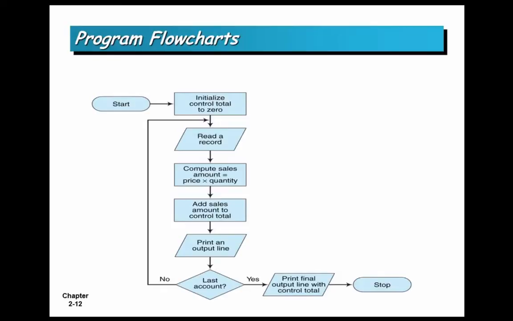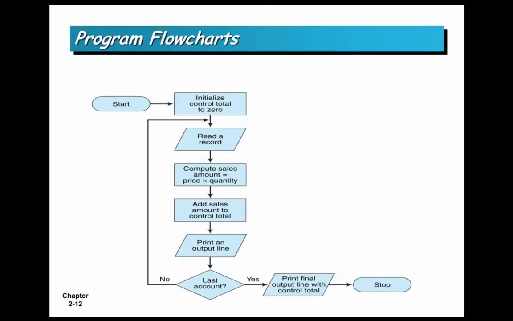This is the process of counting. You have a control total. It's set to 0 to start. You read a record. This is a file with many, many records. It's going to be a batch process. You compute the sales amount, which is the price times the quantity. You add the sales amount to the control total. So initially it's 0. So the first record, whatever the sales amount is, that's the number you have. You print out an output line for that sales amount.